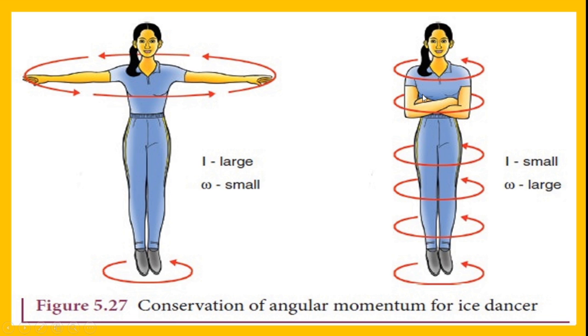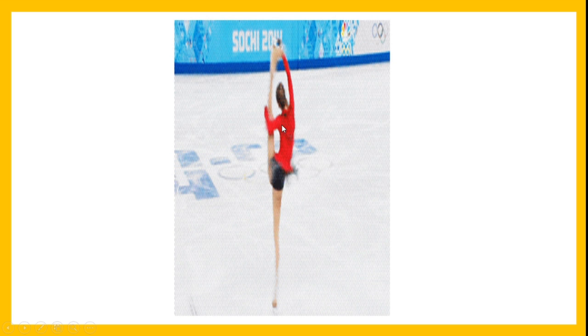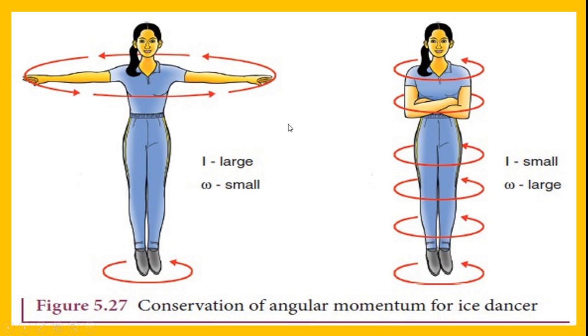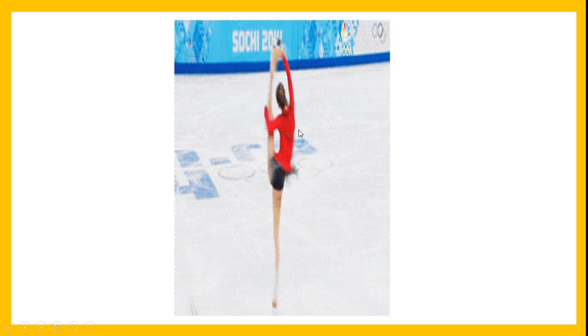Here also we have seen the figure skater. When I is large, angular velocity is small in the first case. When I has become small, angular velocity will be large. So this is also an example of conservation of angular momentum for an ice dancer. Let us see one figure. Here the figure skater, when she contracted her body, started spinning very fast. This is how we can explain the law of conservation of angular momentum.